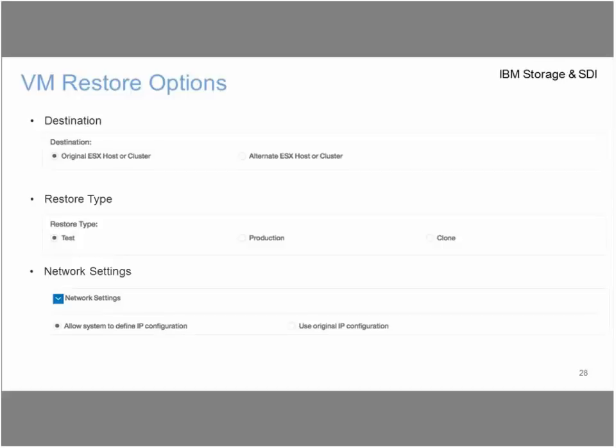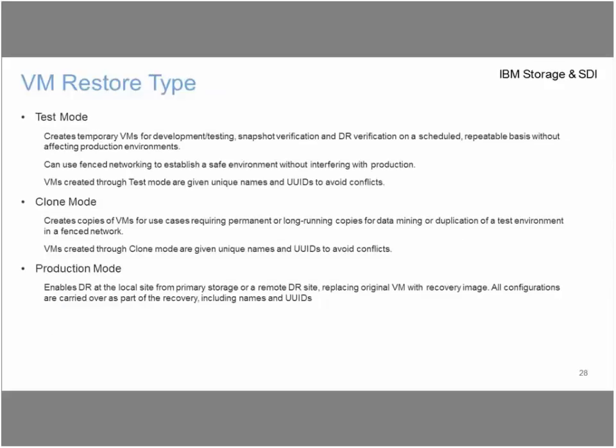What the use case of that restore is going to drive the type of restore and the settings you choose from a network perspective. So as I mentioned, there are 3 types of restores that you can do. You have a test mode restore.